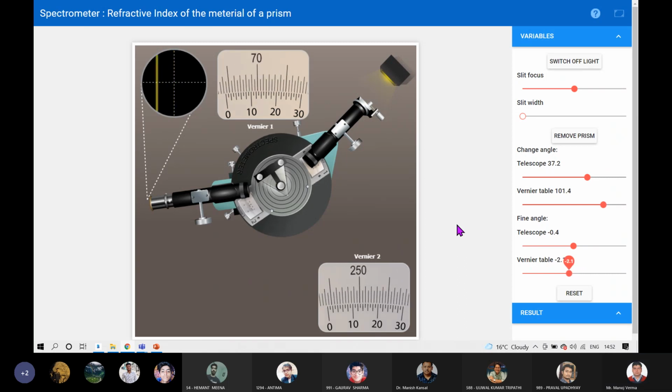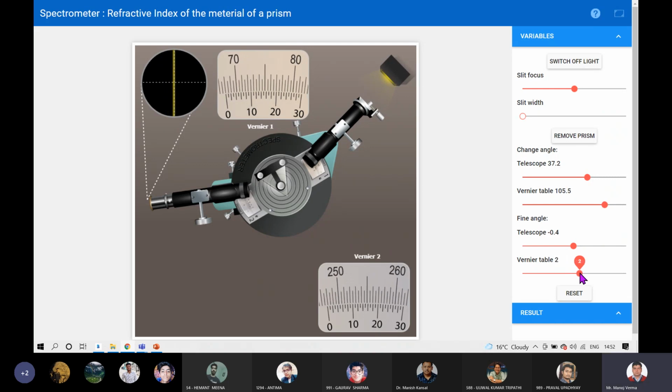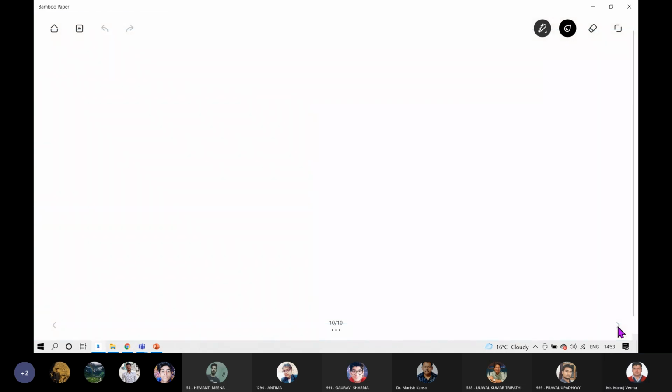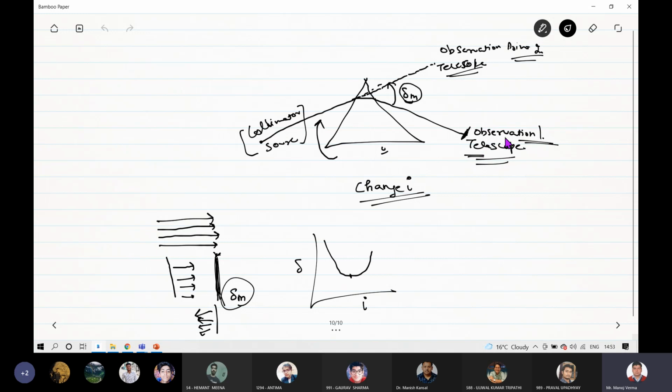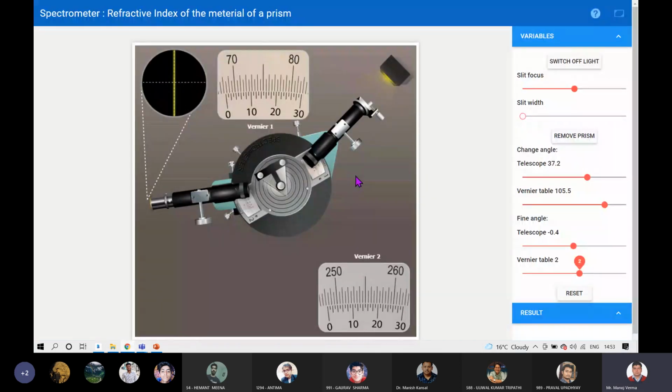Right? So you have seen that in a single direction, if I rotate my vernier table, my slit is coming to the center of view at the crosswire. It touches the crosswire, and then it will go back to its initial direction. So I can say at this point, yes, I have achieved the condition of minimum deviation. This is your position one, which we have discussed, observation point one, the telescope position at which we are seeing the condition of minimum deviation.